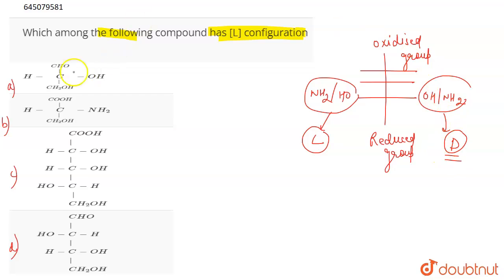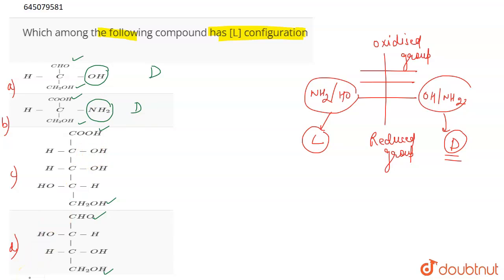So here, in all of these structures, we have oxidized forms at the top, aldehydic form or acidic form, and then we have the reduced form, that is CH2OH at the bottom. So basically, we have to look for these groups here. Now here, the OH group is on the right hand side. It means that this is the D configuration. Now in the second option also, NH2 is on the right hand side. It means that this is the D configuration.